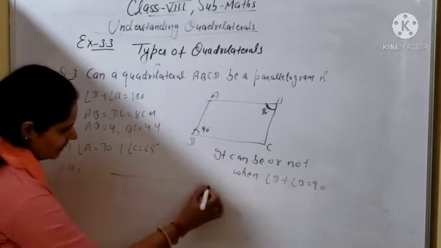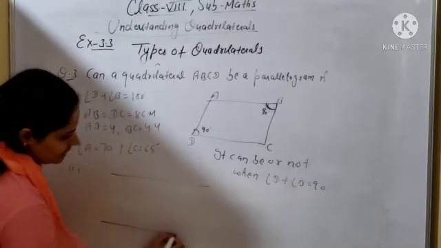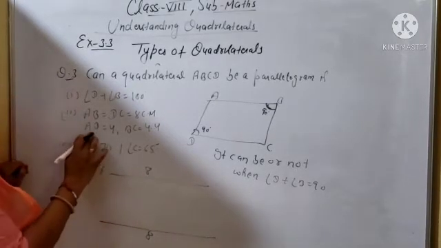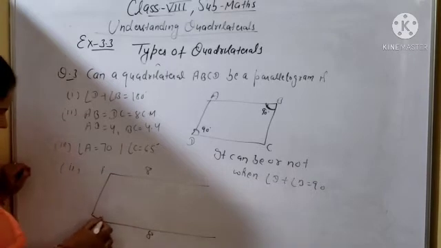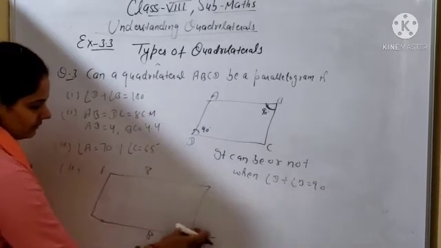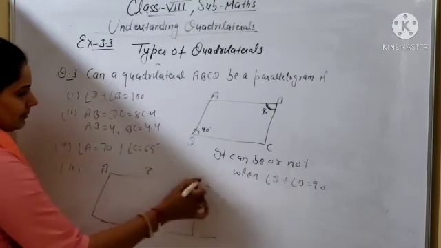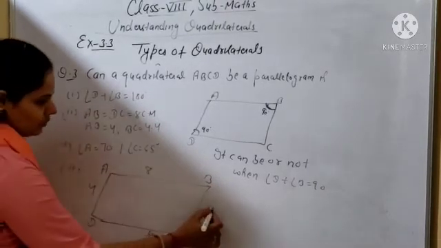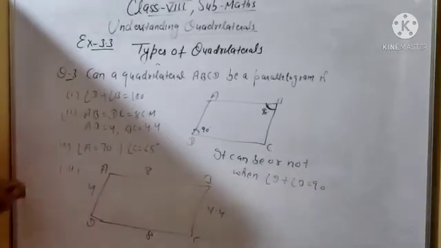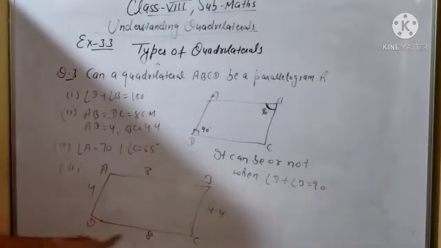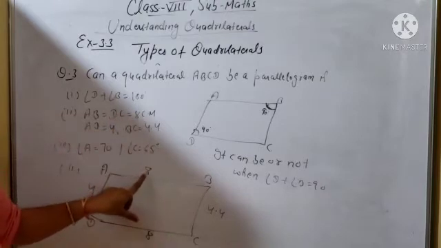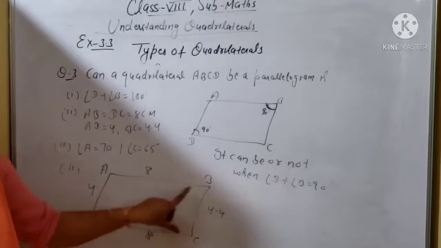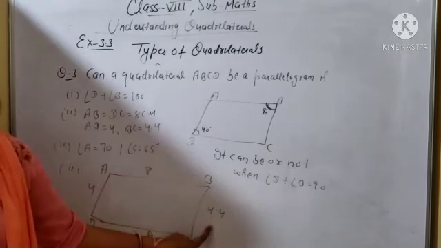It means this one is AB for example and this one is DC, 8 centimeters. And AD and BC. Okay, A, B, C, D. AD is 4 and BC is 4.4. Clear? I have made a quadrilateral ABCD. So AB and DC, this side is given 8 centimeters. AD is given 4 centimeters and BC is given 4.4 centimeters.